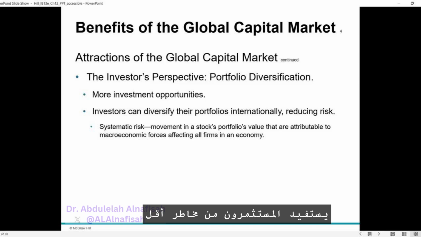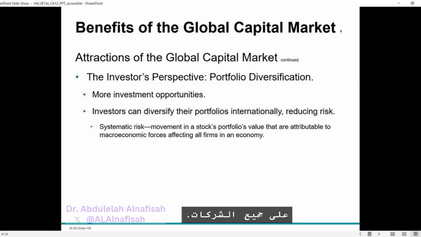Investors benefit from lower risk as they increase the number of stocks in their portfolio. Domestically, diversification reduces risk rapidly at first, but the decline slows and ultimately stabilizes at the systematic risk level, risks stemming from macroeconomic factors that affect all firms.